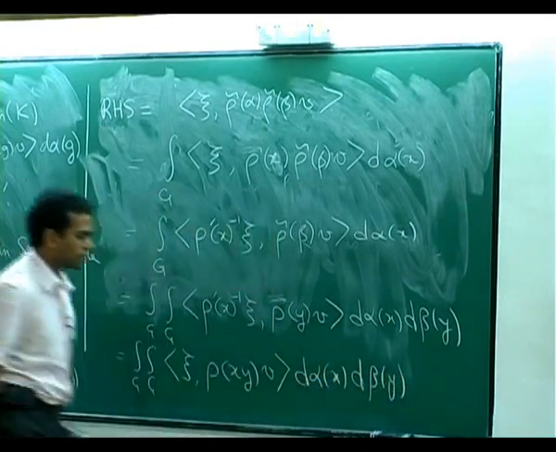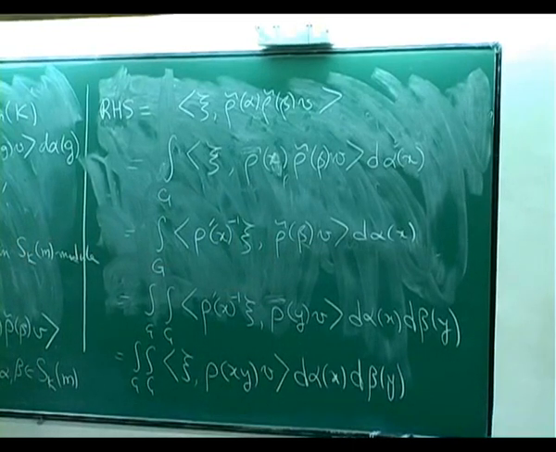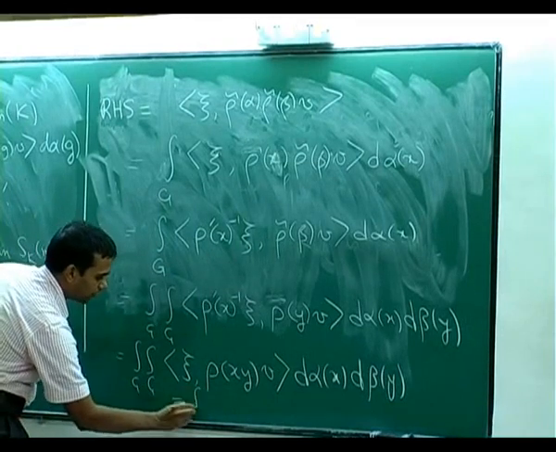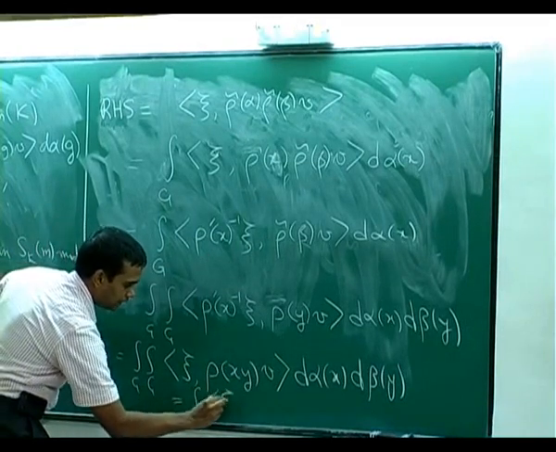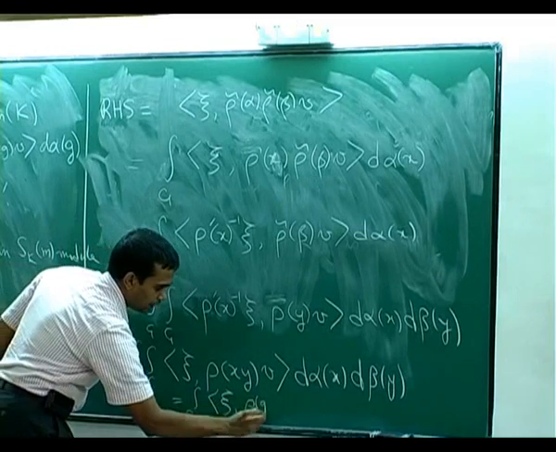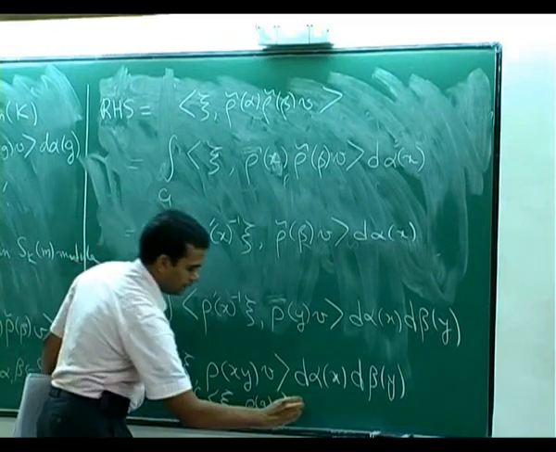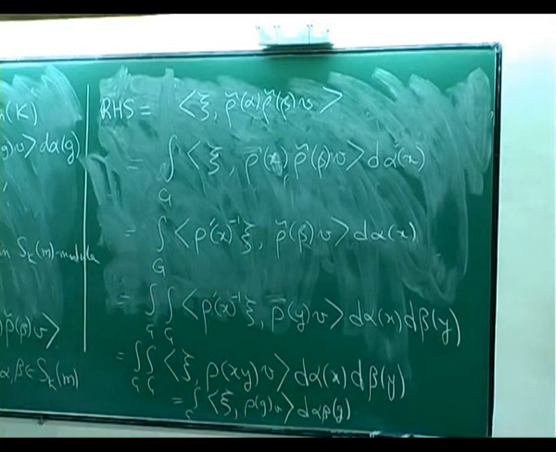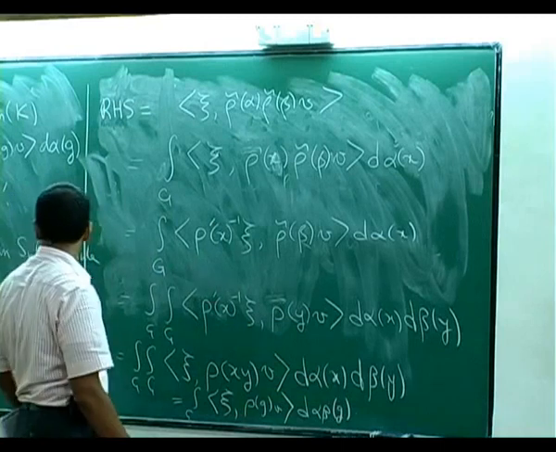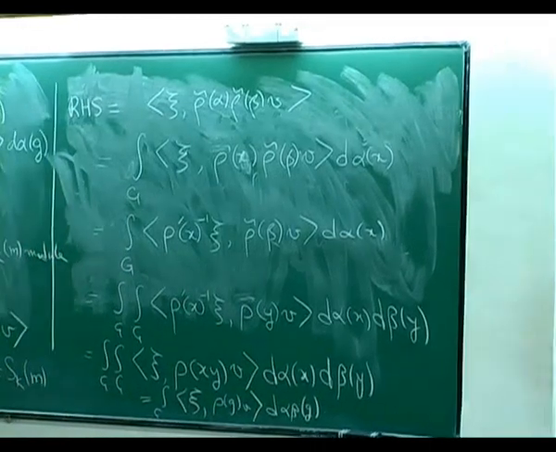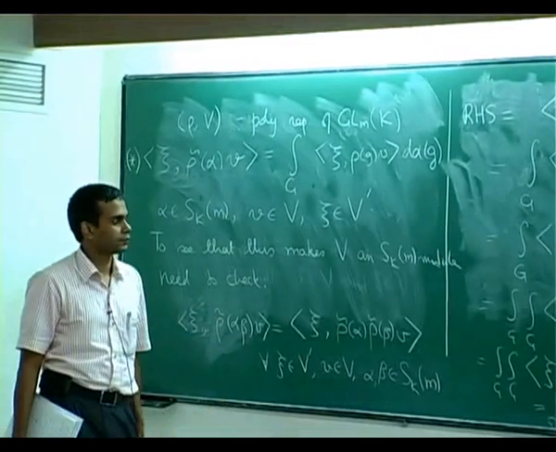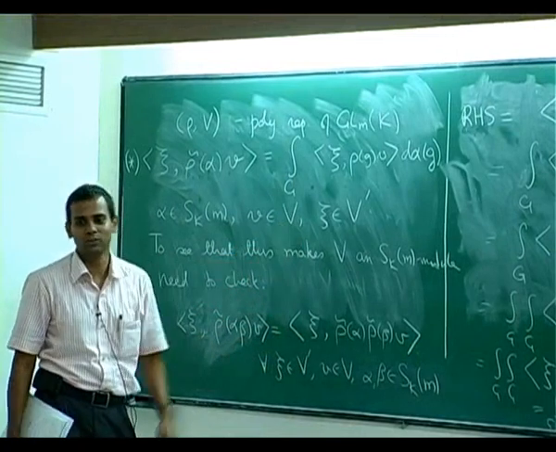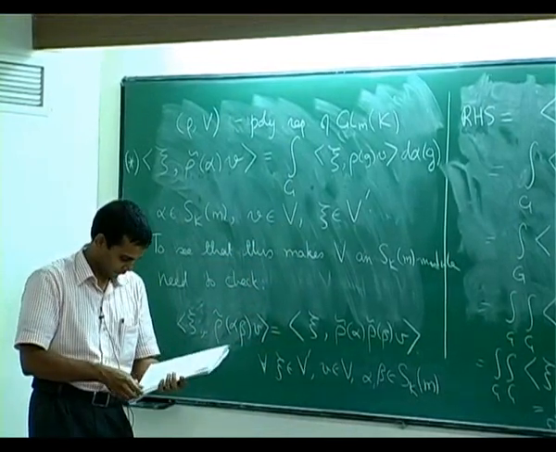Now I'll use the formula for the product in the Schur algebra. So this is just the integral over g of z, rho g, v, d alpha beta g, which is the left hand side of the sequence. No surprises here, you just start with one side and keep doing whatever you can till you get the other side.